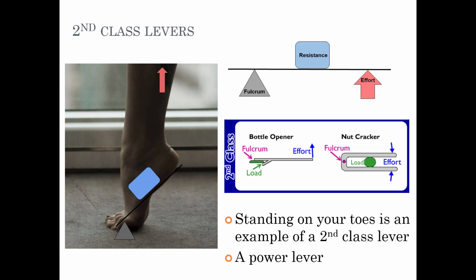When you raise yourself up on your toes, the fulcrum is, of course, the joint between your metatarsals and your phalanges. The load is your body weight centered on the middle or the arch of your foot. And then the effort is the contraction of the muscle at the back of your leg called the gastrocnemius muscle. It's a power lever. As we're going to see, it can move a much larger weight using less power or less input than other levers.